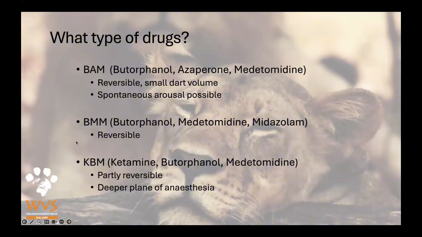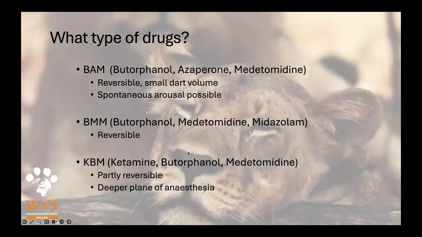Then we have these abbreviations like BAM, BMM, KBM. BAM stands for butorphanol, azaperone, medetomidine. BMM, butorphanol, medetomidine, midazolam, and KBM, ketamine, butorphanol, medetomidine. So these are different injectable anesthetic combinations used for chemical immobilization. There are some key differences in their specific drug components, their induction time, and their recovery characteristics. They all have their place.